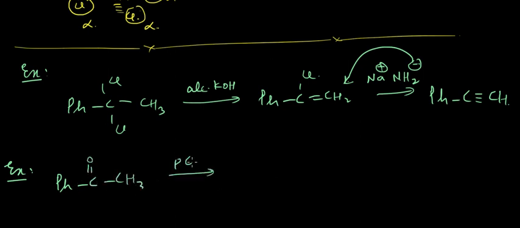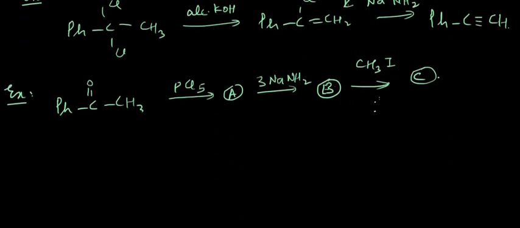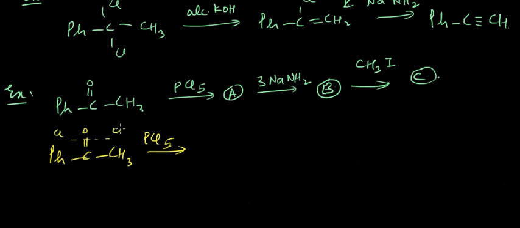If it reacts with PCl5, it forms product A. Now this product A undergoes 3 moles of NaNH2 to form product B, and this product B undergoes CH3I to form product C. You have to identify A, B and C. So what happens is, when this undergoes PCl5, Cl will occupy both the positions.